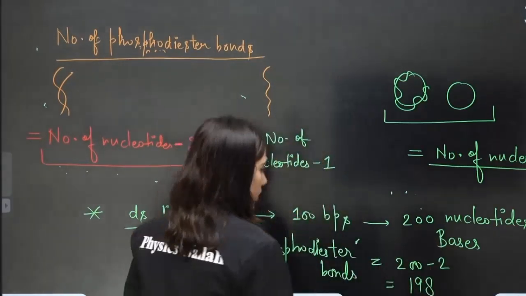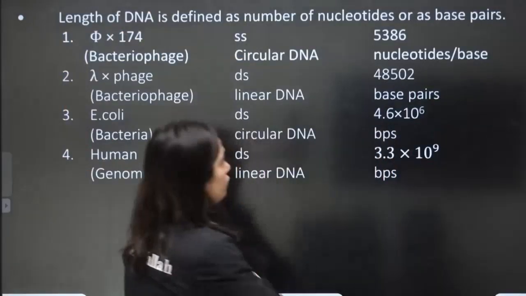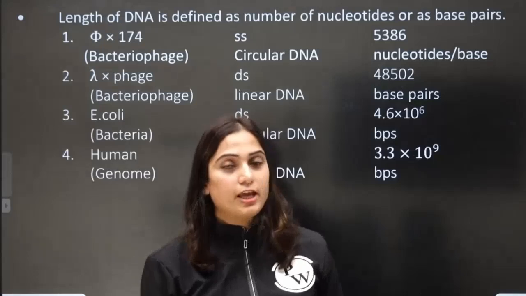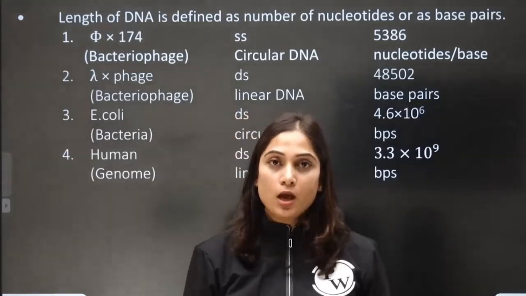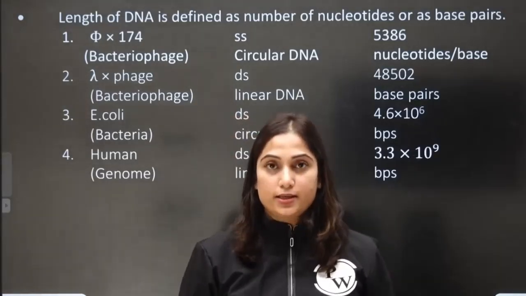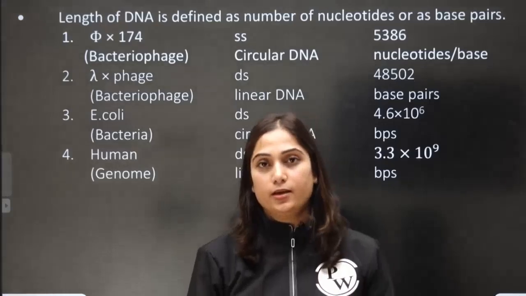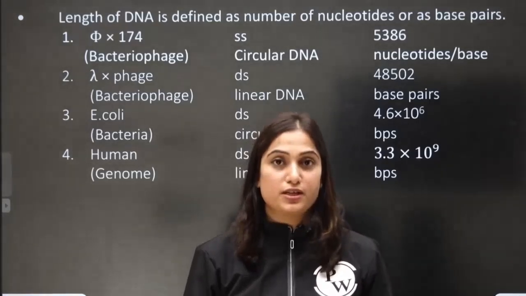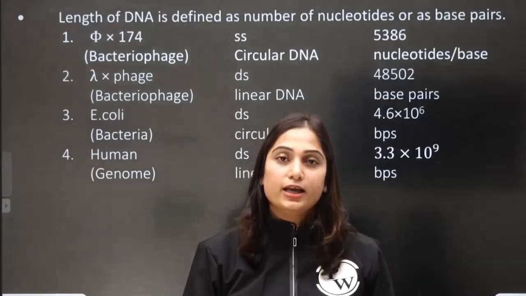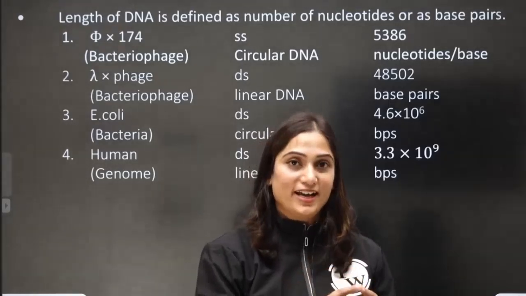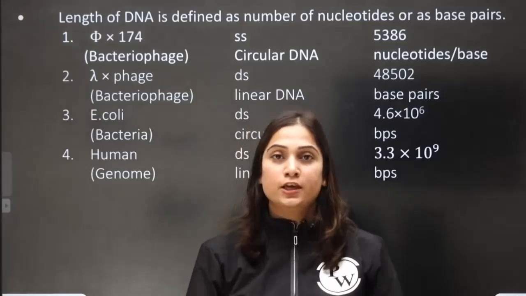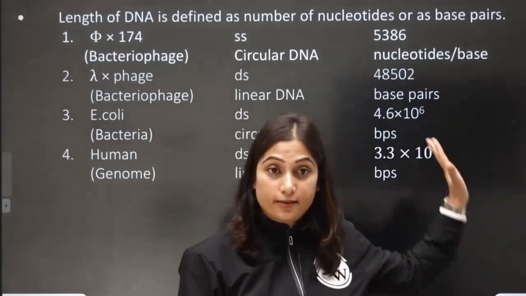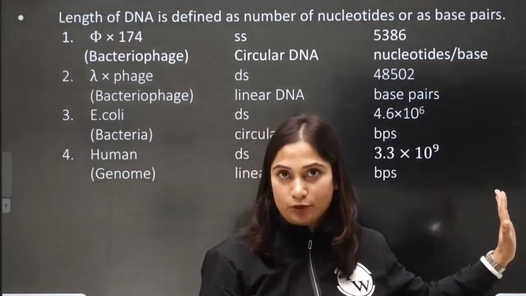Okay, let's move further. This is important data in NCERT, beta. We can calculate the length of DNA either in the form of base pairs if it is a double-stranded condition, or in the form of nucleotides or bases if it is single-stranded. So let's learn these data along with me because they are important.